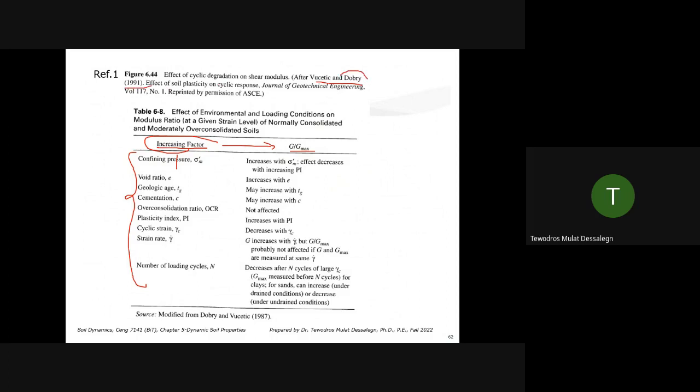Dobry is the one who taught me soil dynamics in the US. He's very famous. He's considered one of the fathers of soil dynamics. He's retired by now, but he has so many publications, and you'll find his name in the Kramer book and so many places. He has his own book also, I think after I left RPI. He's a professor at RPI. And this Vucetic is, I believe, his PhD student in the old days. So they developed so many relations. They did a lot of lab tests.